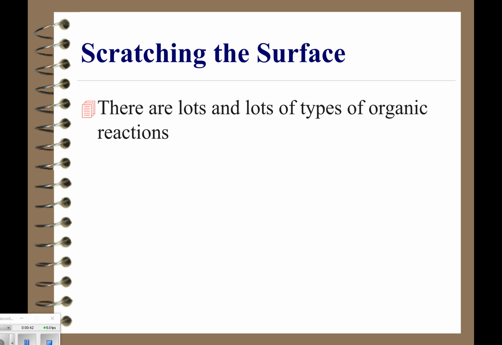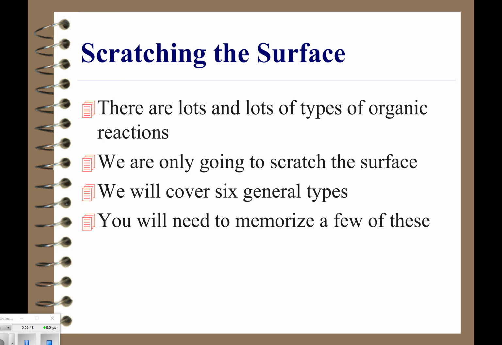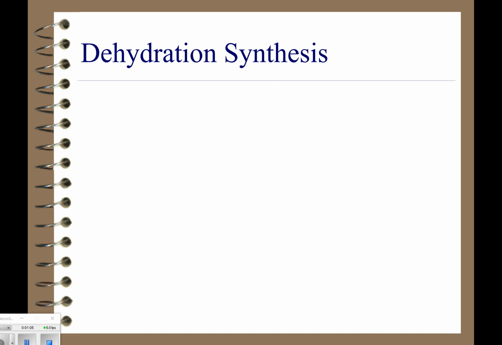So, as I said, there's a lot of different types of organic reactions. We're going to talk about 6 general types today. You're going to need to memorize a few of these, and using a little common sense for many of these is going to go a long way. This can generally be a pretty tough topic, but we're only going to scratch the surface of this, so this shouldn't be too bad. I mentioned in the previous lesson about dehydration synthesis.